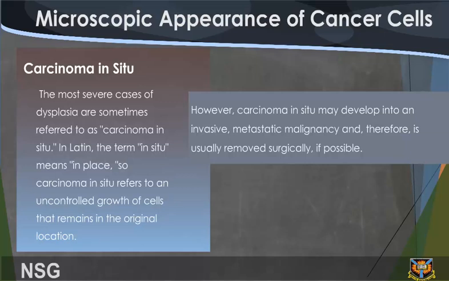Carcinoma in situ. The most severe cases of dysplasia are sometimes referred to as carcinoma in situ. In Latin, the term in situ means in place, so carcinoma in situ refers to an uncontrolled growth of cells that remains in the original location. However, carcinoma in situ may develop into an invasive metastatic malignancy and, therefore, is usually removed surgically if possible.